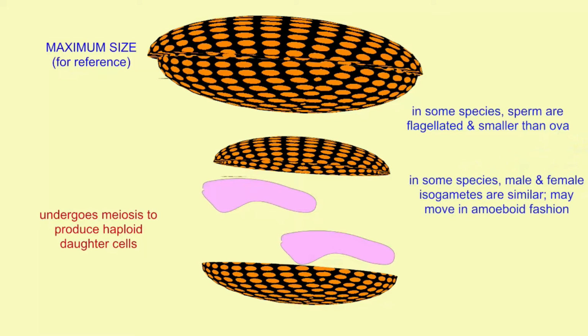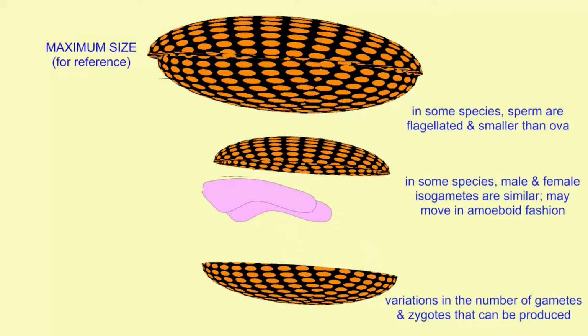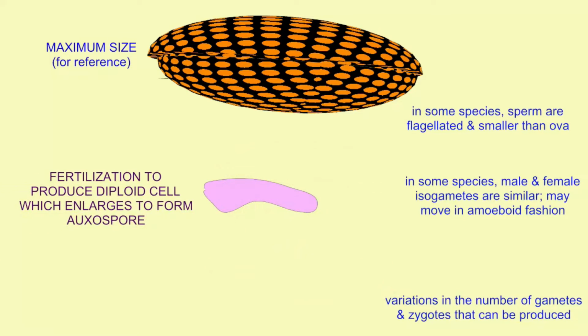and female gametes are similar in size. They are called isogametes and may move in an amoeboid fashion. There are variations in the number of gametes which are produced after meiosis and how many zygotes are produced, given that they could also undergo mitosis.